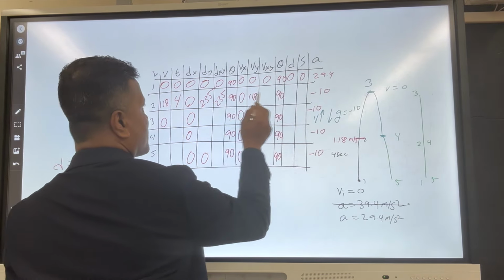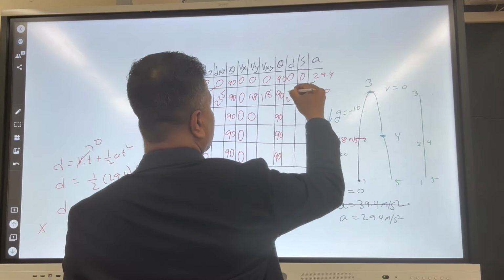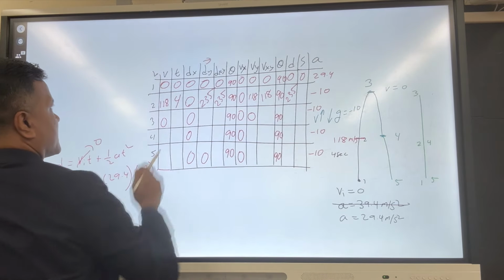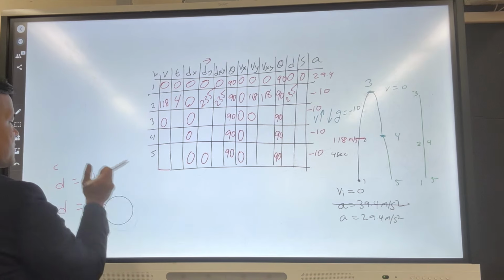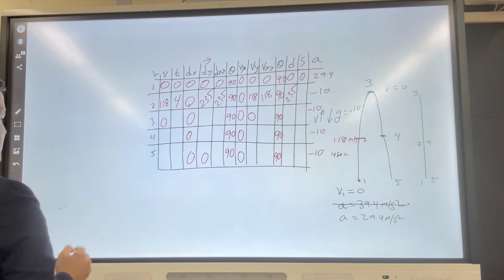Vxy is from the Pythagorean theorem, 118. D over here is 235. Let's call it displacement. Let's call that one distance. Now, at location 3, what is the time?